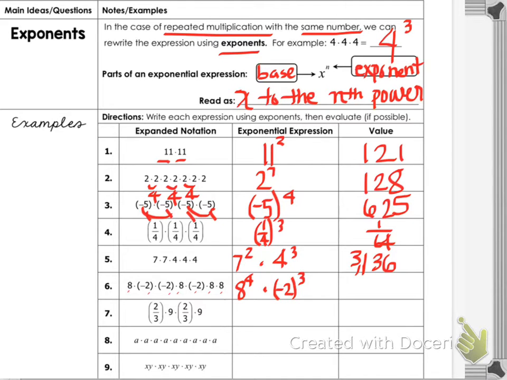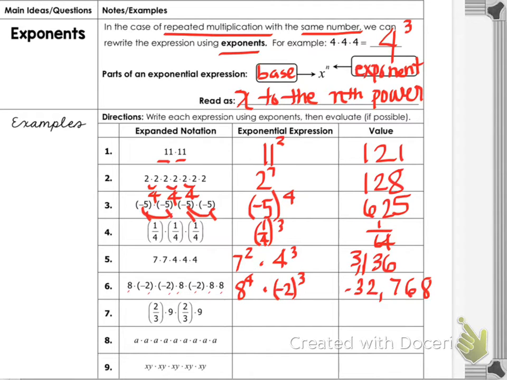Now we have negative 2 times negative 2, which is positive 4. But when you multiply positive 4 times that last negative 2, that gives us negative 8. So here we know our answer is going to end up being negative. When you multiply these numbers out, you end up with negative 32,768.